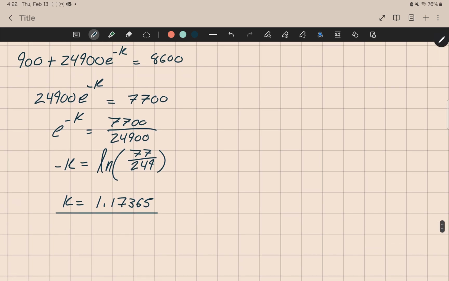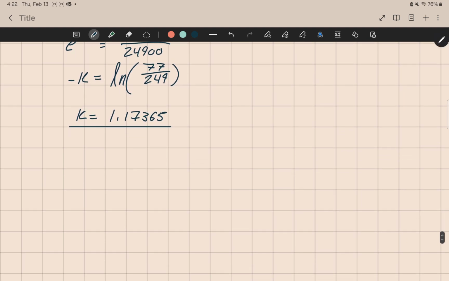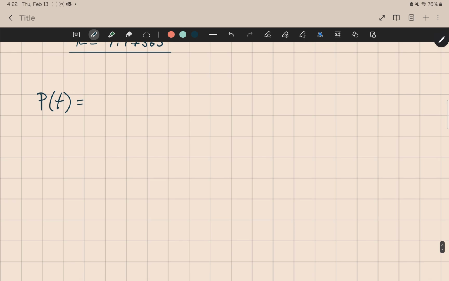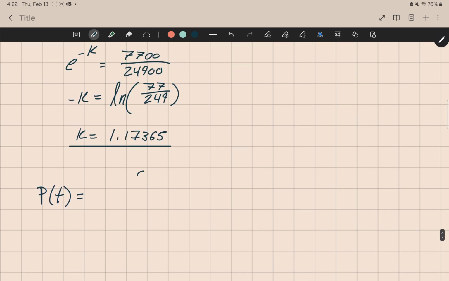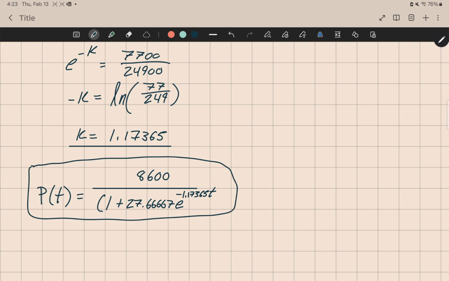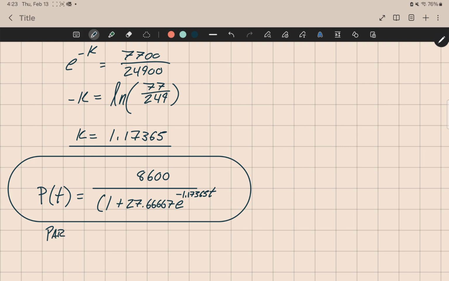So now we can rewrite our particular solution as P of t is equal to 8,600, our carrying capacity, over 1 plus that 27 2/3 e to the negative, we're going to keep that negative sign, 1.17365 times t. So now we have our particular solution.